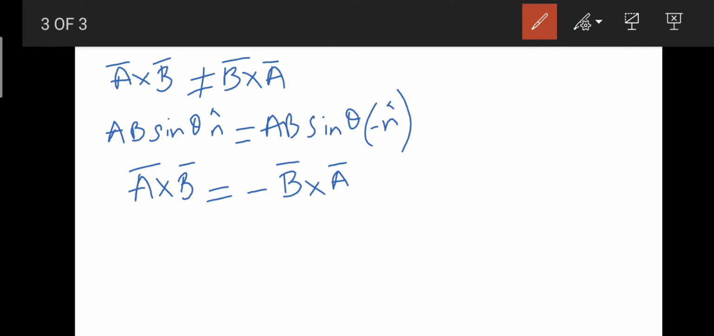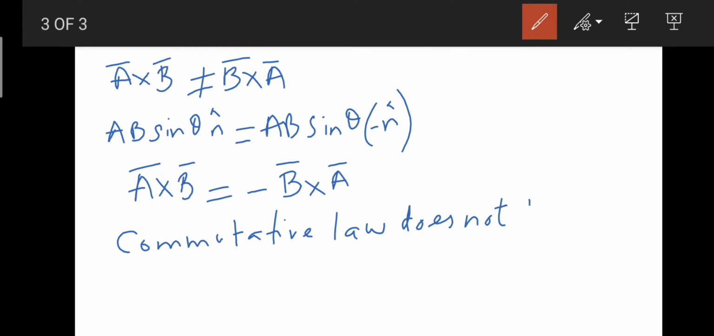So that's how in this condition we say that the commutative law in case of vector product does not hold, right? So this is the first characteristic, which states that the commutative law for multiplication does not hold in case of the vector product. Now the second characteristic shows what would happen if we are going to take parallel vectors. Now for the case of parallel vectors, what is going to happen?